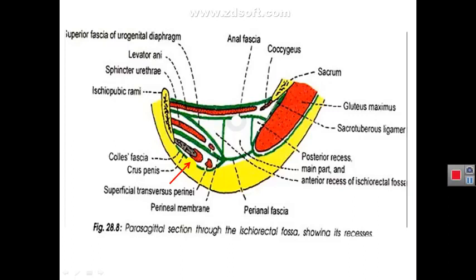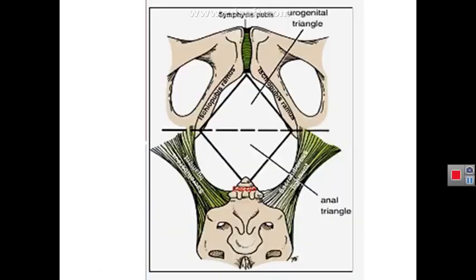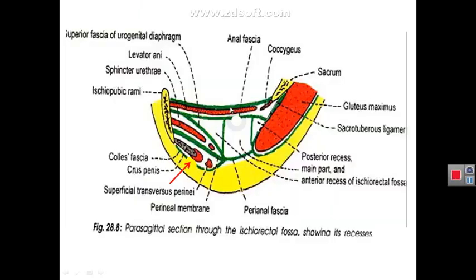So what is the urogenital triangle? It is this space which is bounded on the sides by the ischiopubic rami. This is the inferior pubic ramus and ischial ramus and ischial tuberosity, and anteriorly by the pubic symphysis, and from behind by the imaginary horizontal line. This is the urogenital triangle. This triangle is closed by a triangular soft tissue, which is this one. All these structures are the soft tissue closing the urogenital triangle.